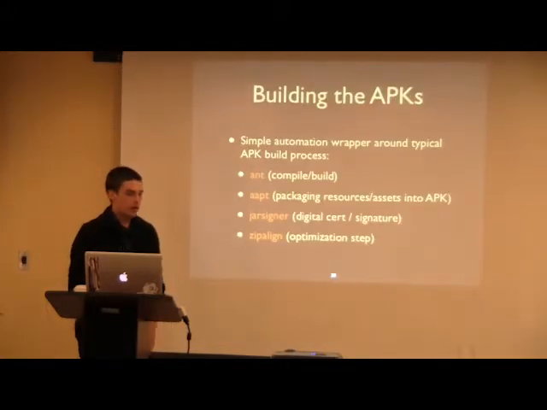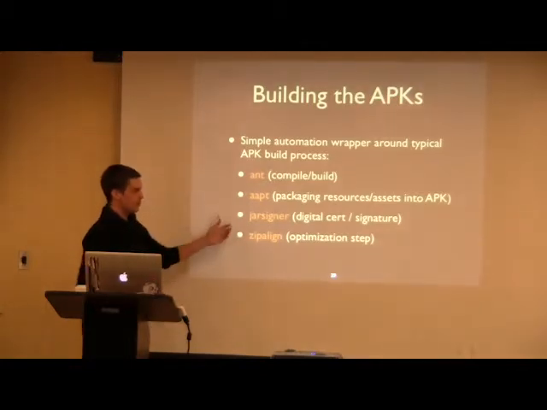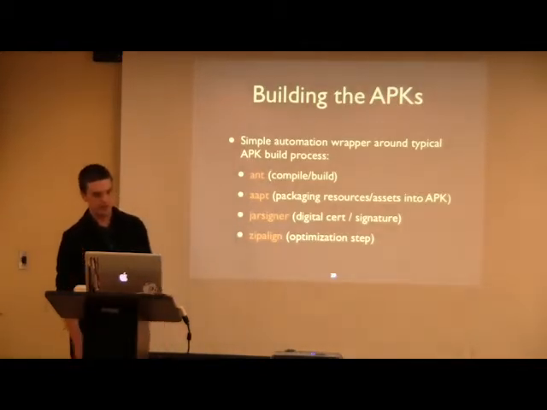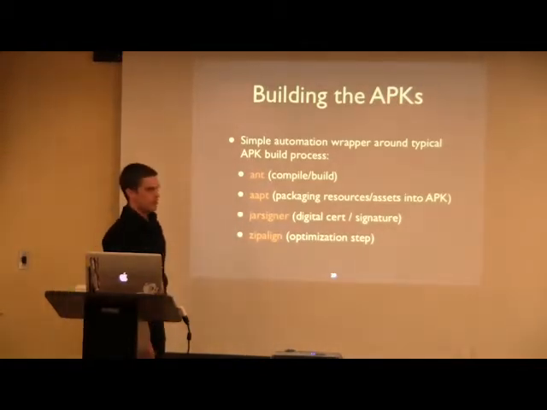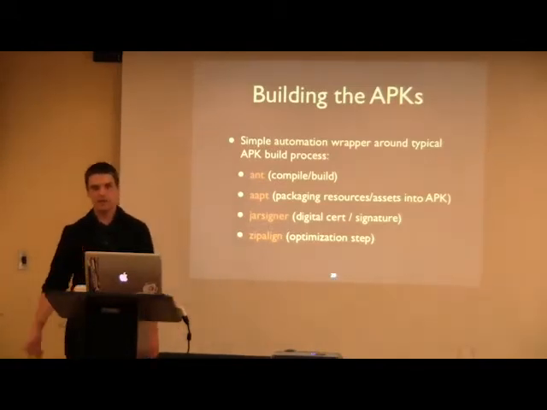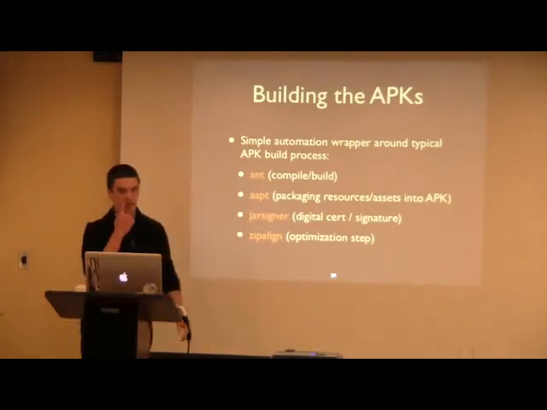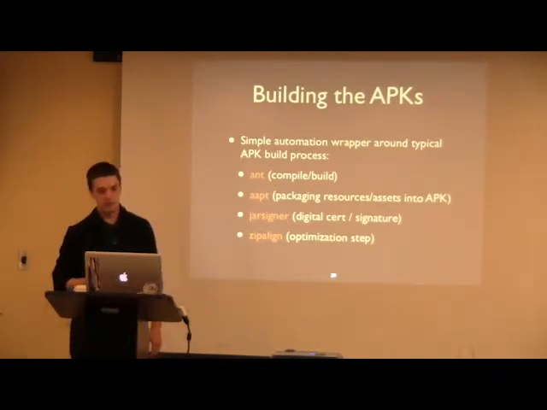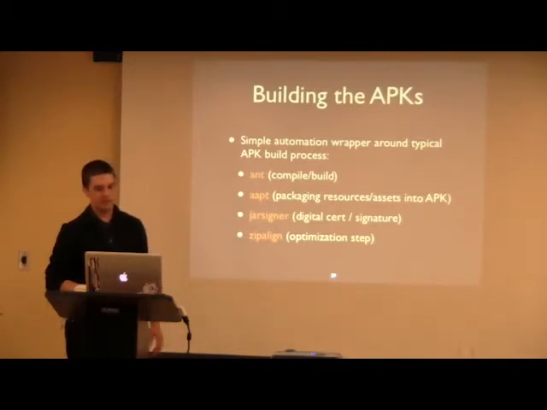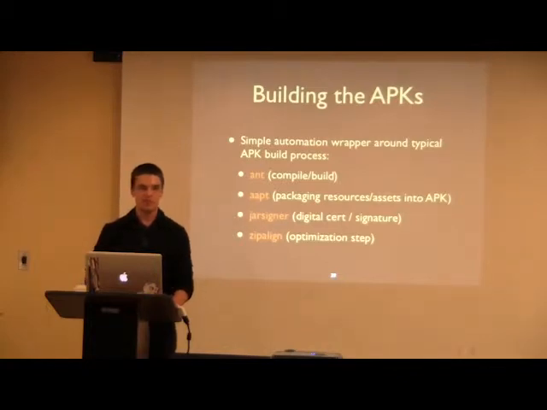So our automation wrappers, if you've ever built an Android app by hand: Ant to compile and build, AAPT to package all the resources, jarsigner to put a crappy fake cert in there, and then finally zipalign to optimize it. Zipalign's not necessary for this research, but since we're already killing our emulators and some of our devices, having as much optimization as possible in there for running these apps is really nice.